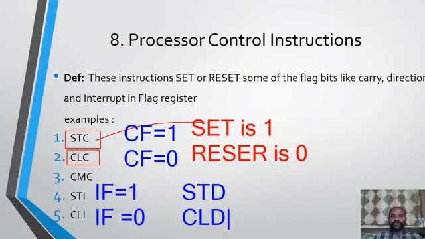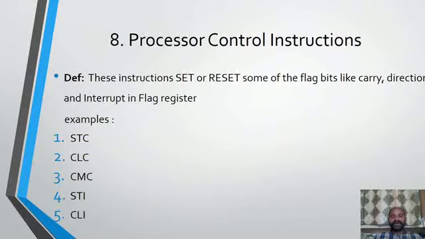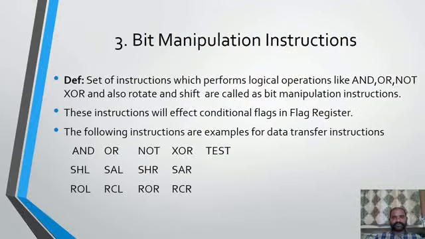In short, as the statement says, these processor control instructions set or reset some of the flag bits like the carry, direction, and interrupt flags in the flag register. In order to control certain activities of a particular operation, we simply go with the processor control instructions. With this, the instruction set of the 8086 microprocessor is over.